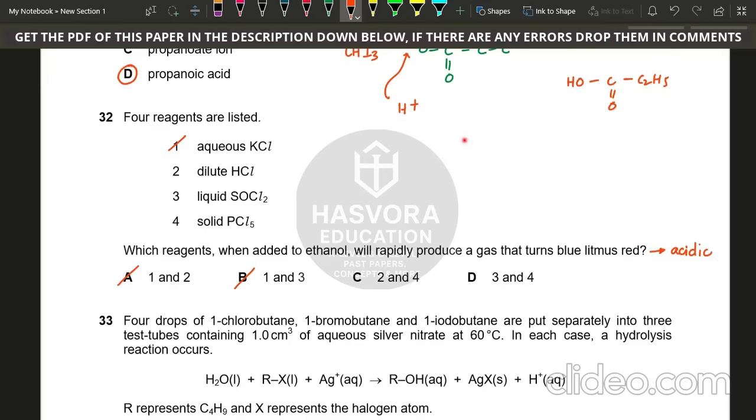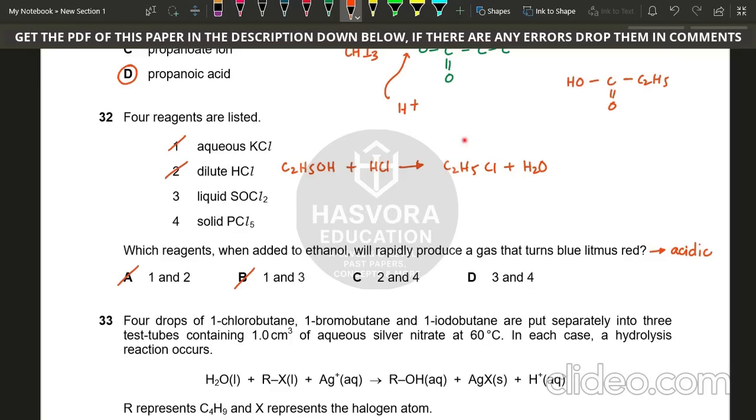Now for the HCl we do know the equation. For example, if we have ethanol, C2H5OH, it will react with the HCl and form C2H5Cl, it is being substituted, plus H2O. Now you can see the acidic gas is not produced. So 2 will also not be your answer.